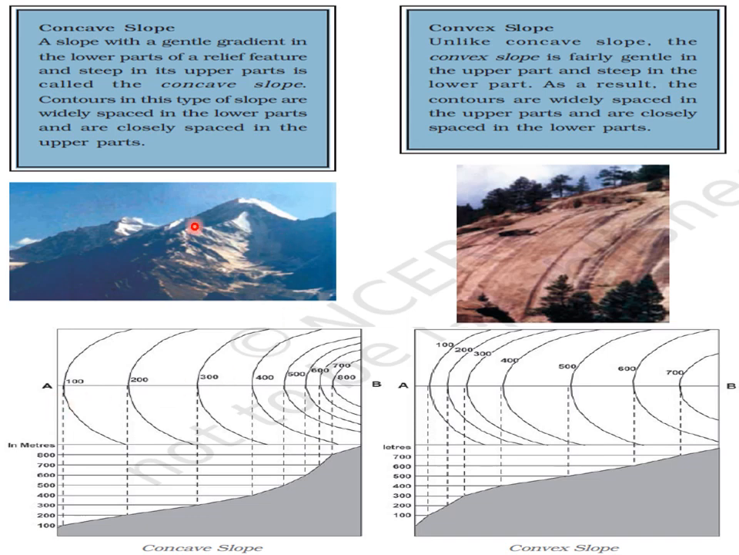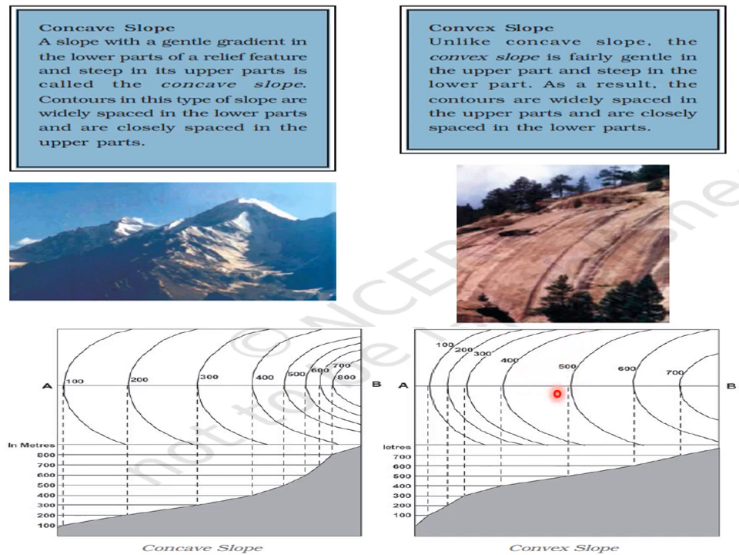The next types of slope are concave slope and convex slope. Now if you see in the slide, the upper part is steeper than the lower part. The concave slope is represented by closely spaced contours in the upper locations that gradually become widely spaced in the lower areas. But the convex slope is totally vice versa.